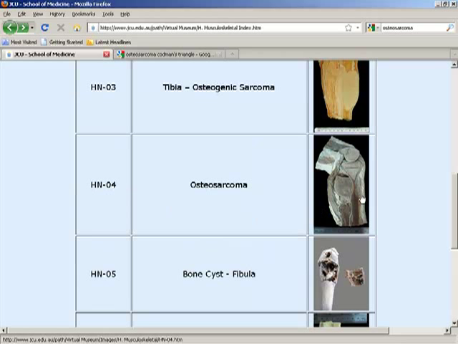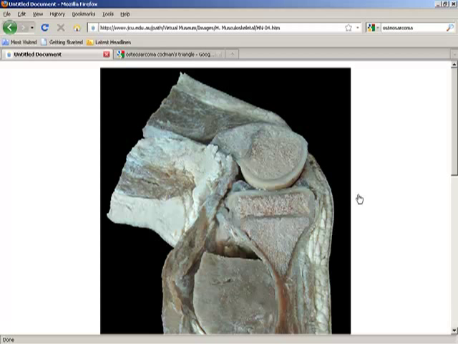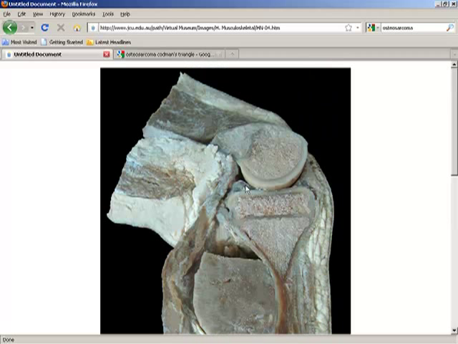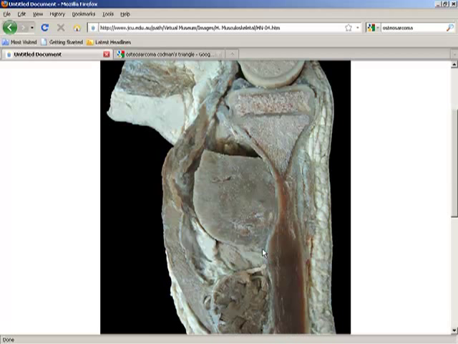Now this is HN04, another example of osteosarcoma. It is a bit old specimen. It has bleached, but still you can see the features. See, that's the lower end of the femur, that's the knee, patella is not seen, that's the upper end of the tibia, that's the cartilage, epiphysis, metaphysis, and the tumor. And the Codman triangle would be here.